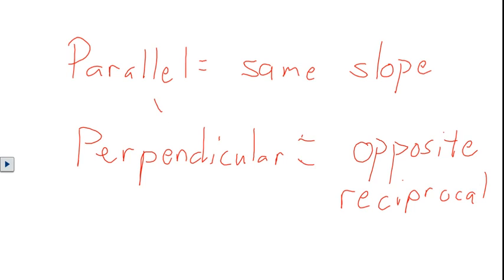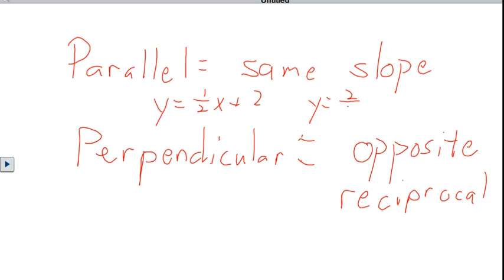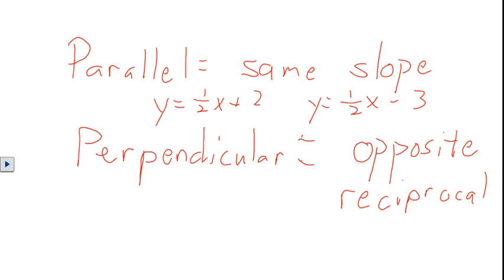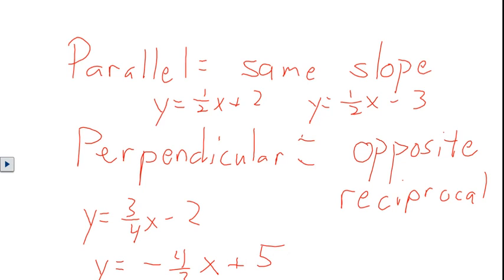Right? So parallel, you might have like y equals 1/2 x plus 2, and y equals 1/2 x minus 3. So I have the same slope. Perpendicular, let's say I had y equals 3/4 x minus 2. Right, the opposite reciprocal, so I'd make that negative, and then reciprocal 4/3 x and whatever y-intercept, plus 5, something like that. Okay, so parallel, same slope. Perpendicular is the opposite reciprocal.